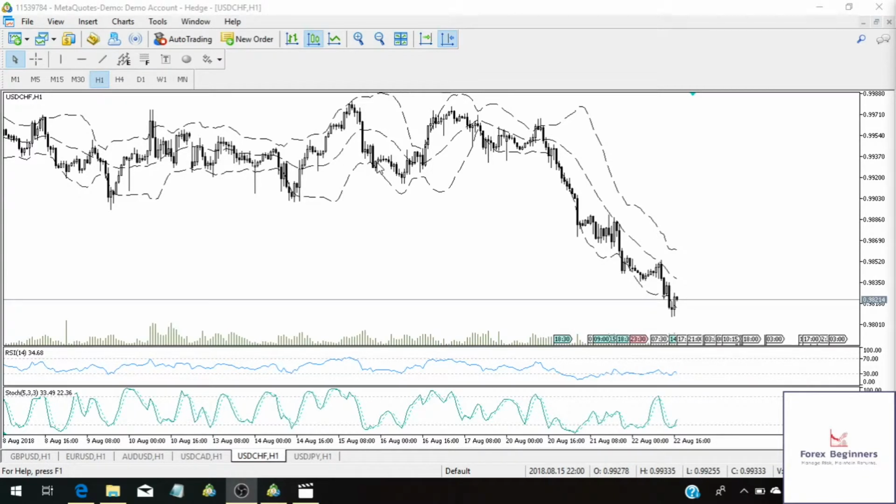Now, I'm sure you can look across this chart and see instances where this hasn't actually worked, and that's why it's really important to bear in mind that you should only use these as one confirmation, and you should rely on two other confirmations before placing a trade.